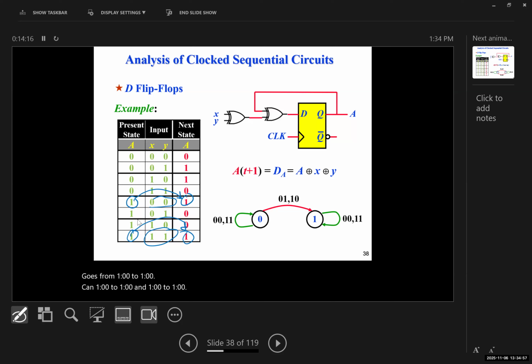Now, if I want to go from 1 to 0, what are my paths? 0, 1 and 1, 0. So this is going to be my state diagram.